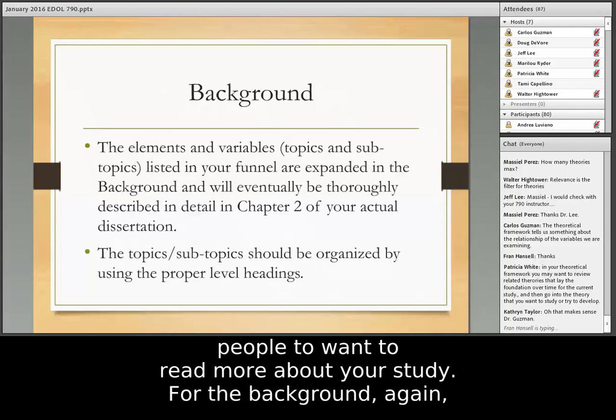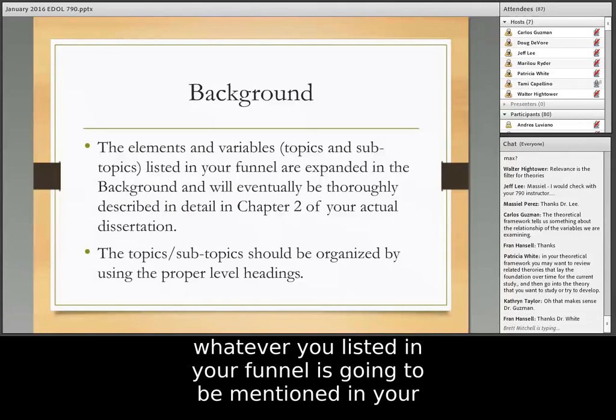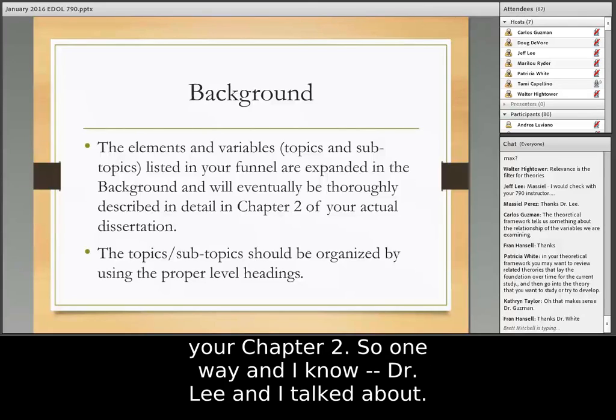Okay? For the background, whatever you listed in your funnel is going to be mentioned in your background, but will not be thoroughly described until you actually write your chapter 2.